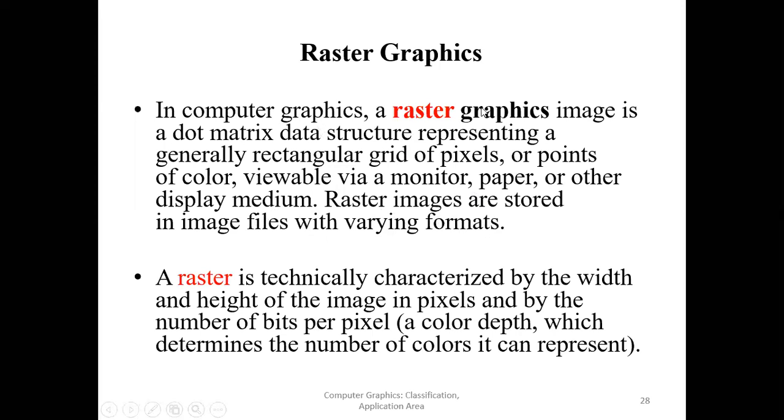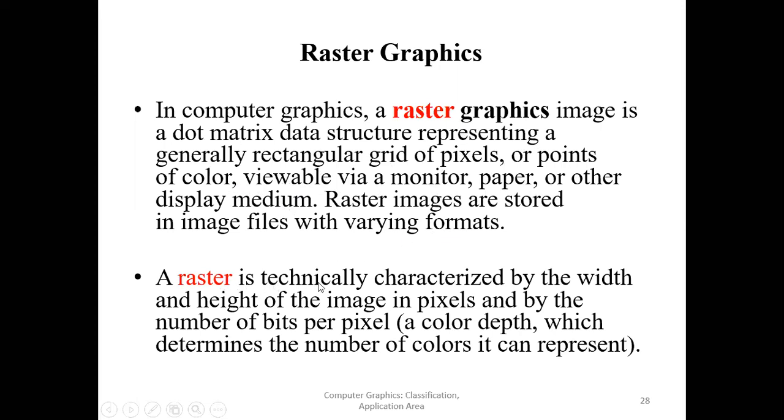Let me repeat one more time. What is raster graphics? There are 3 parts of this definition. First part, a raster graphics image is a dot matrix data structure. Second part, it is represented as a rectangular grid of pixels, points, or color. Third part, it is viewable via monitor, paper, or other display medium. So this is called raster graphics. And there are different formats, JPEG, PNG, and so on.